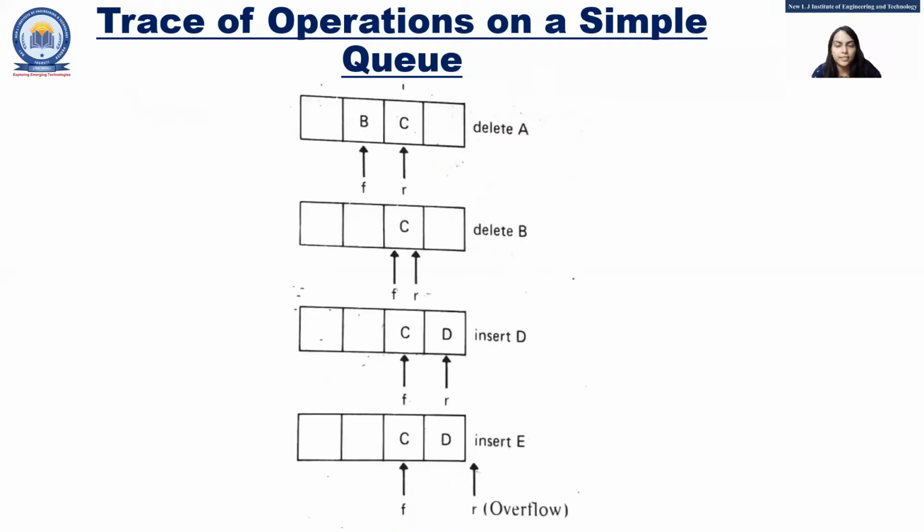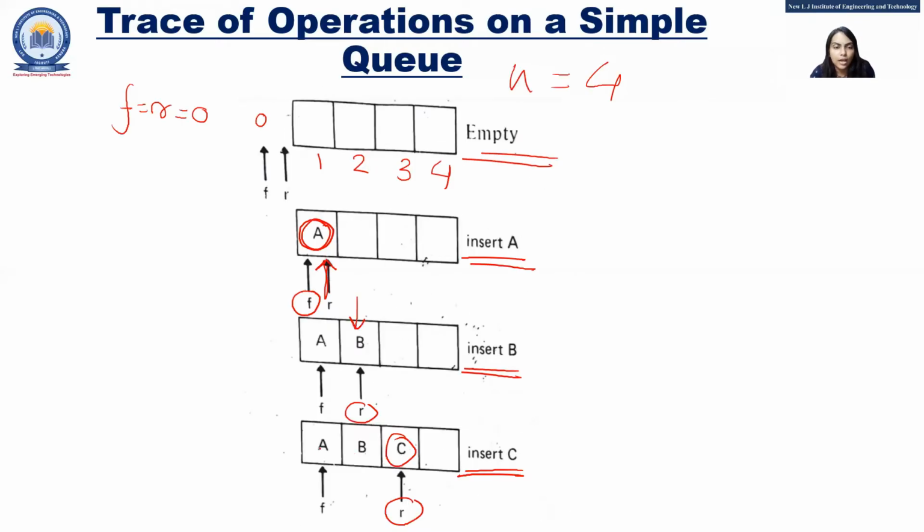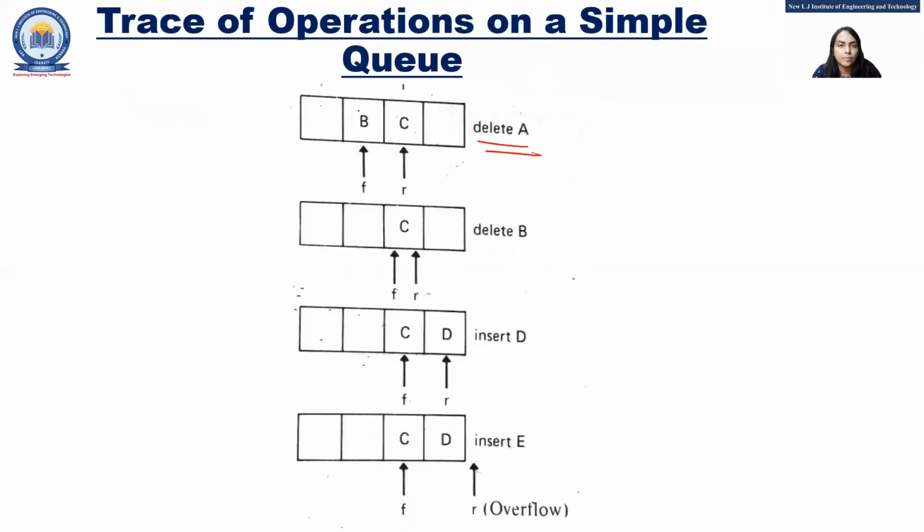Now let us see the next, delete A. The front pointer, wherever it is pointing, that element is deleted, and the front pointer is incremented. So front is at B and rear is at C. In case of delete B, front will get incremented and B will be deleted. Again, if we insert D, D is inserted and rear is incremented.